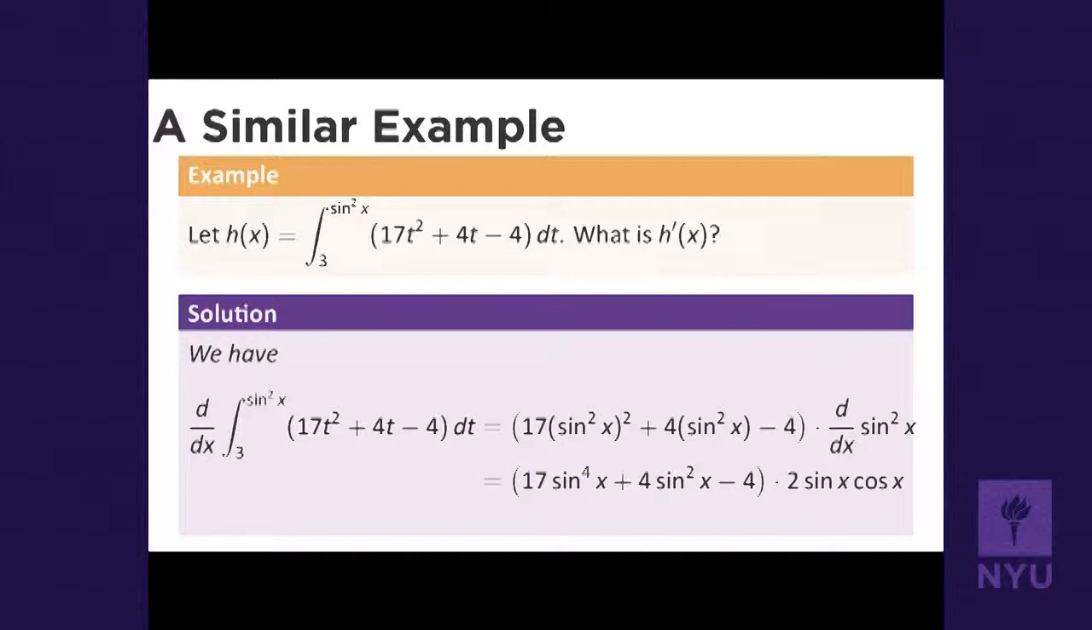The derivative of the integral is the integrand evaluated at that top limit there. So we get 17, again, sine squared x squared, plus 4 times sine squared x minus 4. Then again, the derivative of the sine squared x. And so I get something which looks exactly like what I got before. Now, is that a typo? Well, no, not exactly. That's a good question, though.